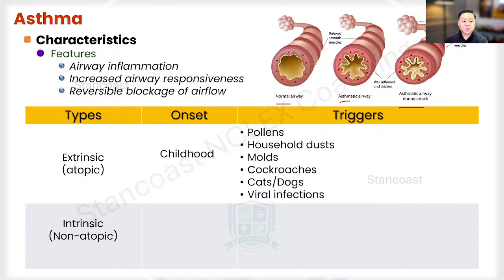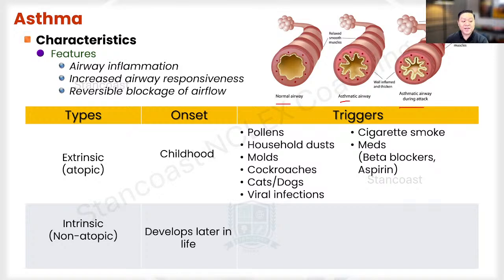Now, there are also viral infections, the presence of cigarette smoke, or exposure to certain medications. Maybe they probably used some aspirin or beta blockers, which could really precipitate the asthmatic attack.